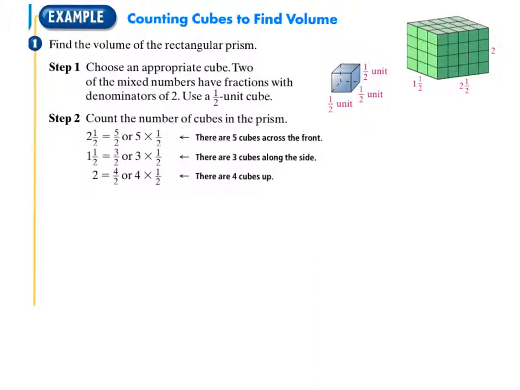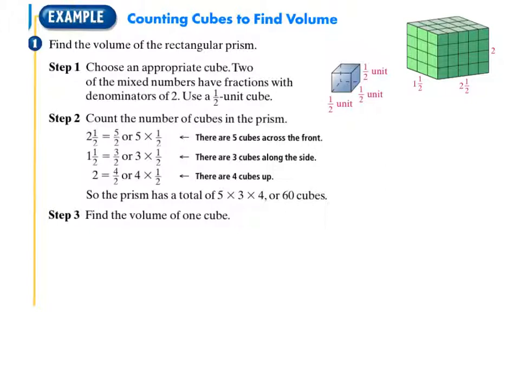Then there are 4 cubes up. 2 equals 4/2, or 4 times 1/2. So there are 4 cubes up. 1, 2, 3, 4. So the prism has a total of 5 times 3 times 4 cubes, or 60 cubes.